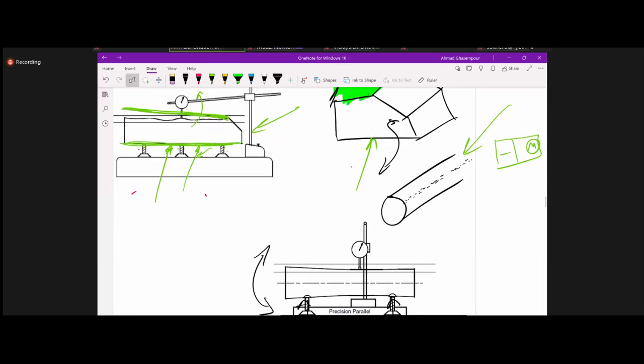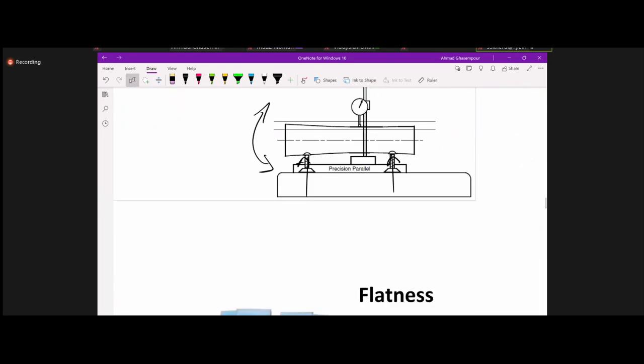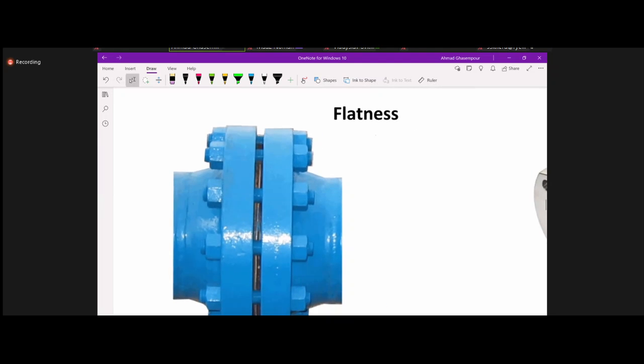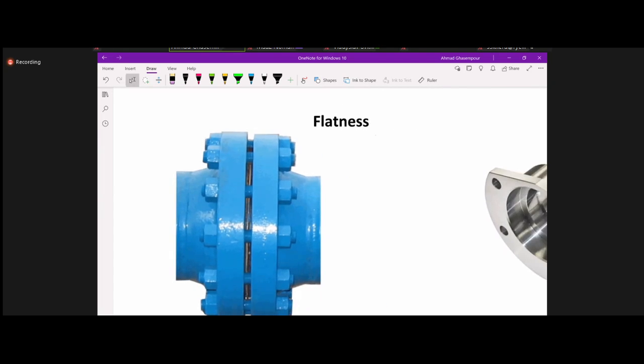So that's the straightness. The next one we'll talk about in the form tolerance is flatness. As the name implies, this is how flat a surface is, right? So we're not talking about the one-dimensional object, which is a line, which is what straightness controls. This is a two-dimensional surface that we are going to look at. Now, what are the applications? The applications of flatness are a lot more than straightness, right?